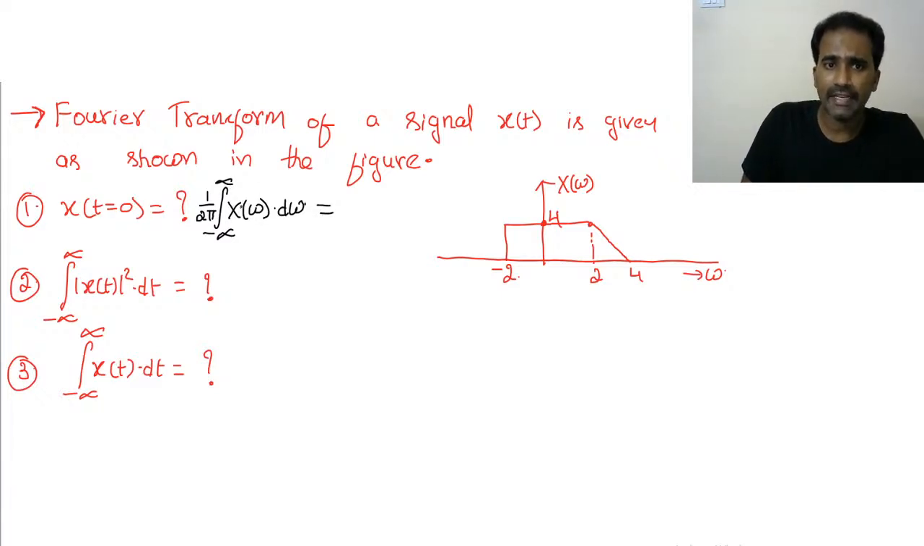Right, 1 by 2 pi integration x of omega d omega. Integration means it's area, right? It's just simply 1 by 2 pi times the area of x of omega. Don't do the integration, because if you want to do integration, yes, we can do it. First, you have to write the equation of it, and then you have to do the integration. But actually, it is not required, because integration means area, and we can find the area of this graph very easily. Whenever straight lines are involved in the graph, find the area directly using our 9th or 10th class basics, the area of a rectangle and the area of a triangle.